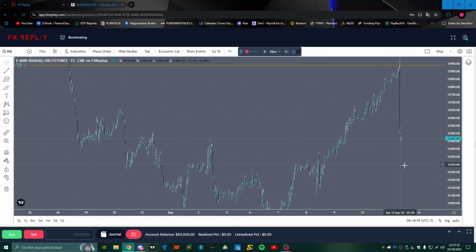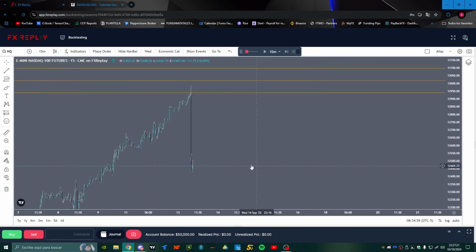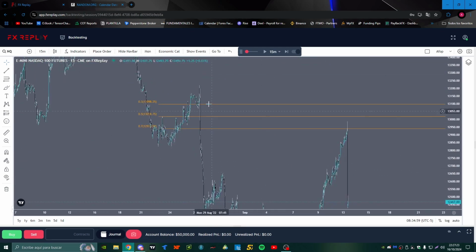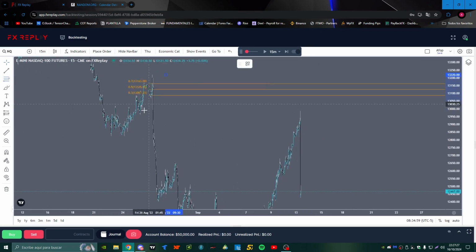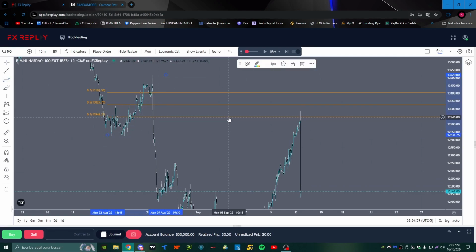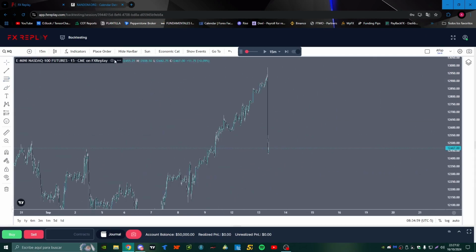Market opened and rose. We have this imbalance upwards. We are reacting well to this area in case this was backwards. 30%.